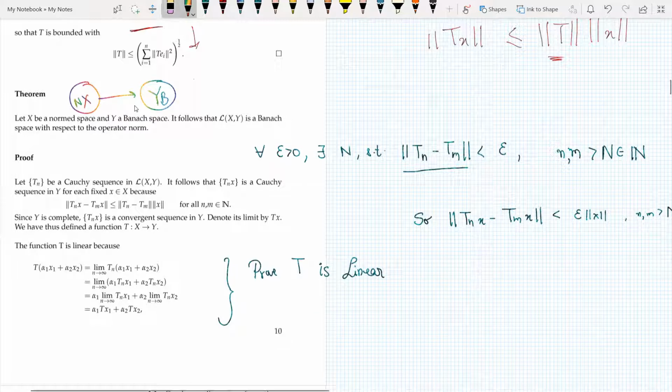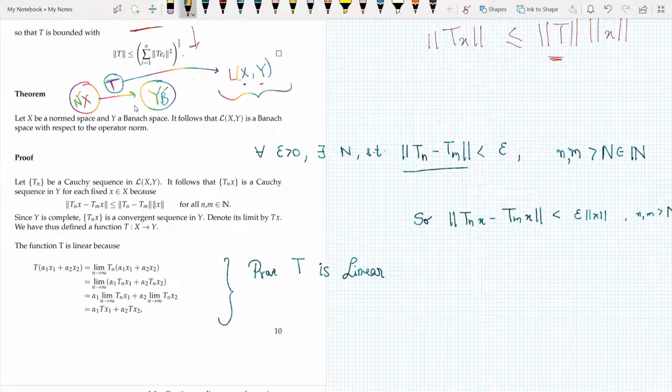And now what we have is an operator T which takes elements from the normed space X to the Banach space Y, and we say that T itself lies in the space L(X,Y), which is the space of all bounded linear operators from X to Y. I say that this space is a Banach space. So this is what I need to prove, okay? And this is how we proceed towards it.